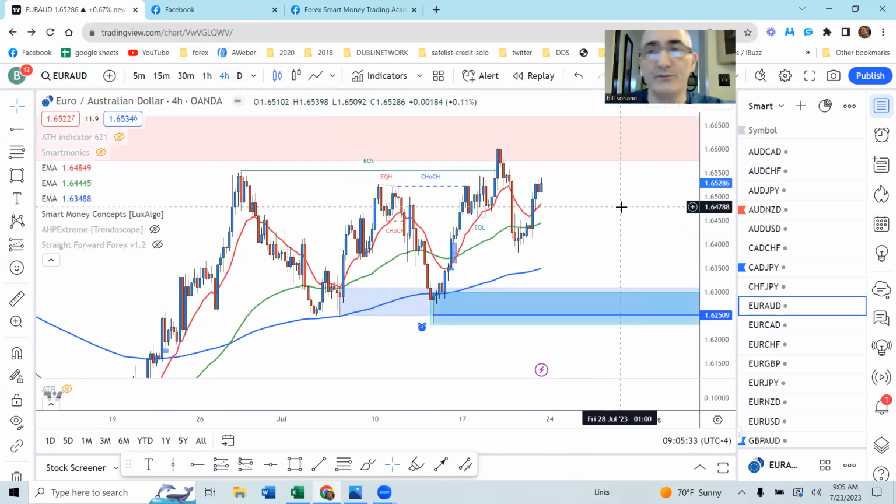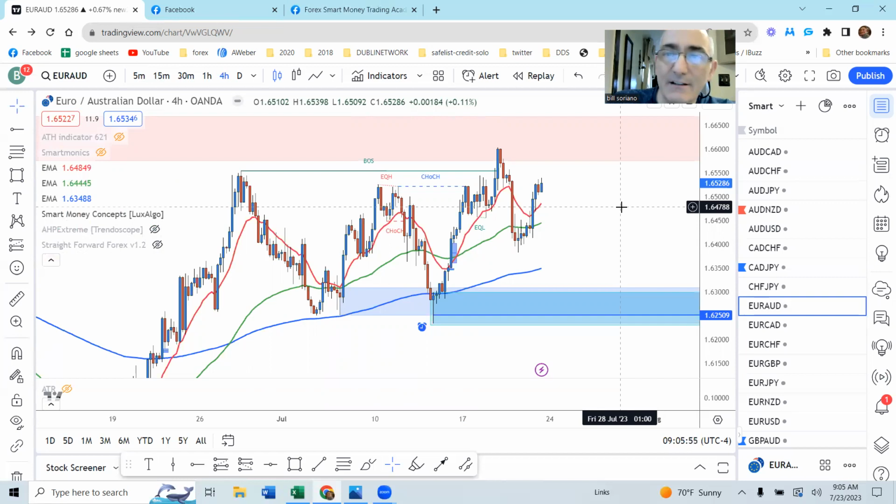Again, we don't want to use the 1 hour to identify the order block, but if we don't like the candle that identifies the 4 hour order block, then we can drop down to the 1 hour to see if there's a candle inside of the 4 hour that we can use. So it's definitely a multi-time frame smart money concept strategy, right?